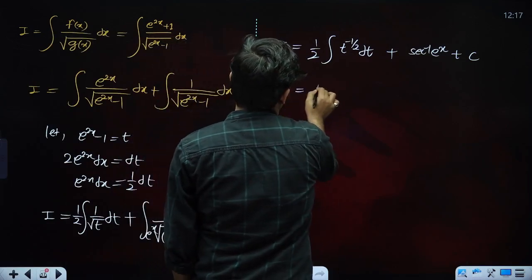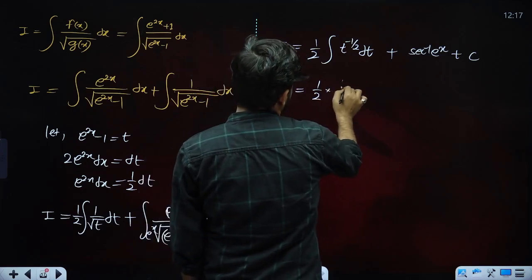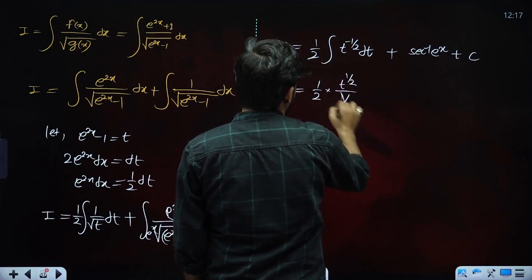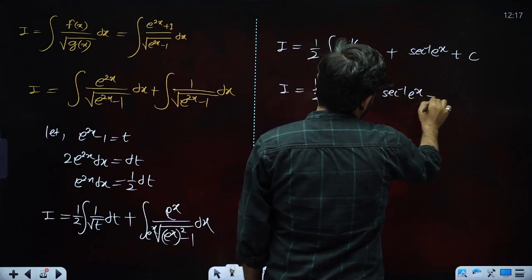For that case, I is equal to 1 by 2 and t raised to minus 1 by 2 plus 1. So this is t raised to 1 by 2, and t raised to 1 by 2, both cancel out. Plus sec inverse e raised to x plus c.